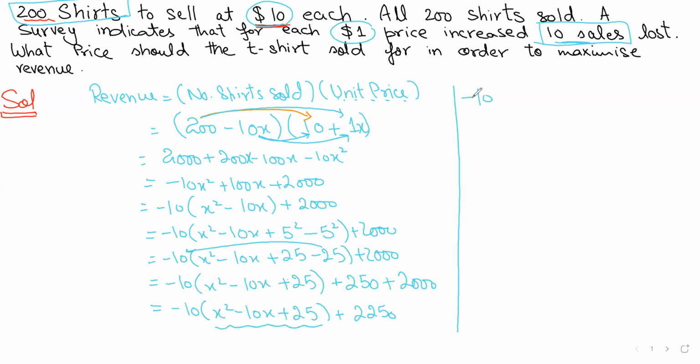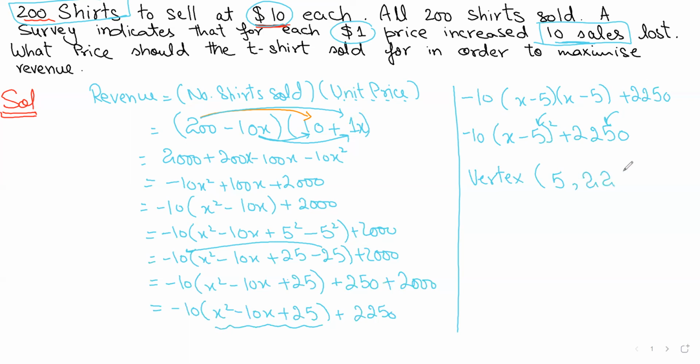Now, if I further solve it, I have to apply either the quadratic formula or factorization here. I simply applied factorization and I got x minus 5 times x minus 5, and plus 2250 is outside. So negative 10 times, I can write x minus 5 whole squared because they are both the same. Now I can easily tell what my vertex is. It is 5, because what is inside the bracket, we have to change the sign, and 2250 is my vertex here, which is the maximum revenue. And according to that, if my price would be this one, my shirts will sell out more.